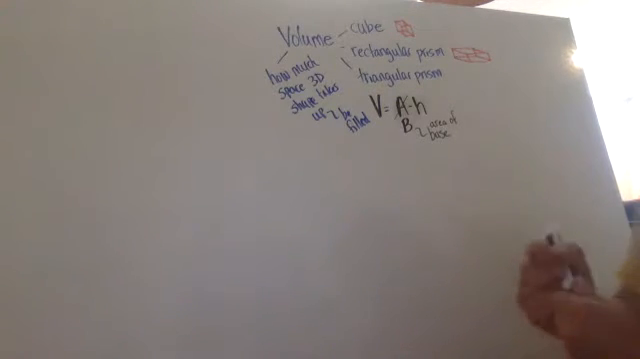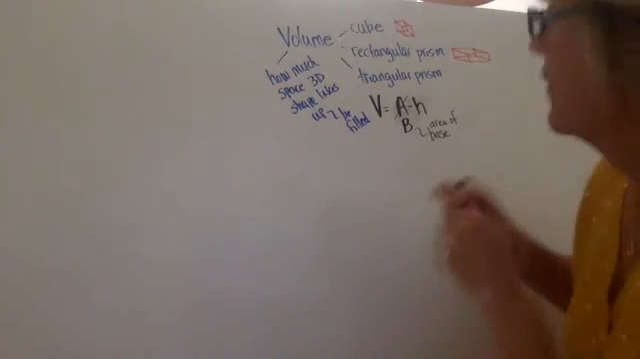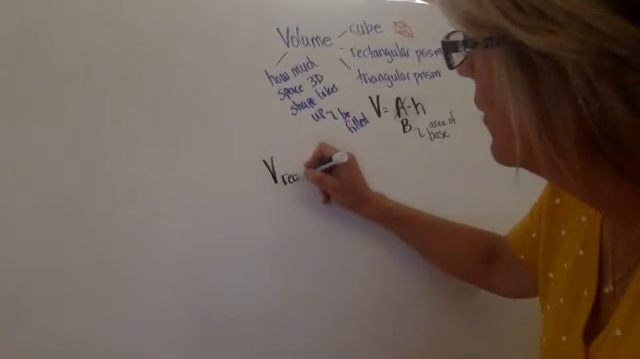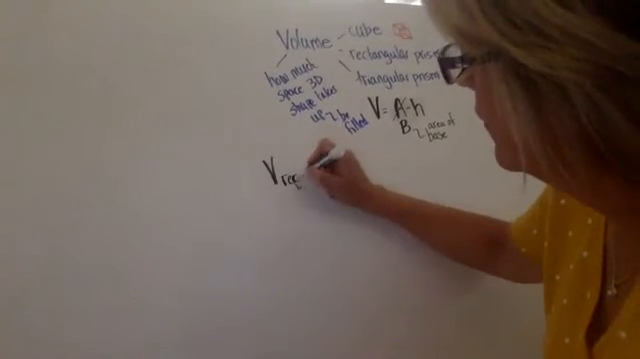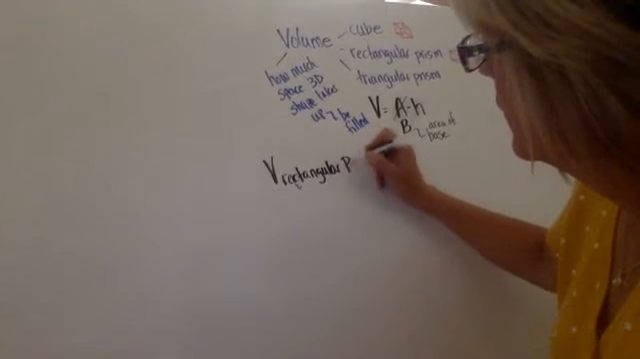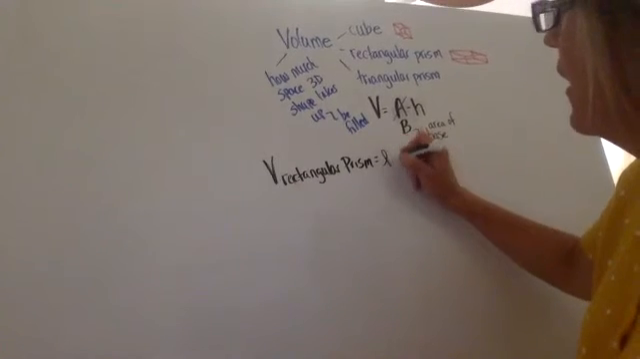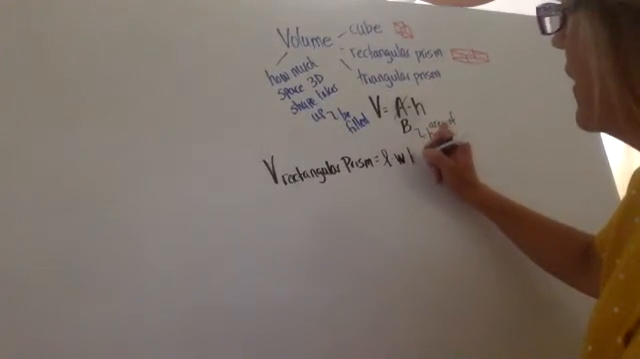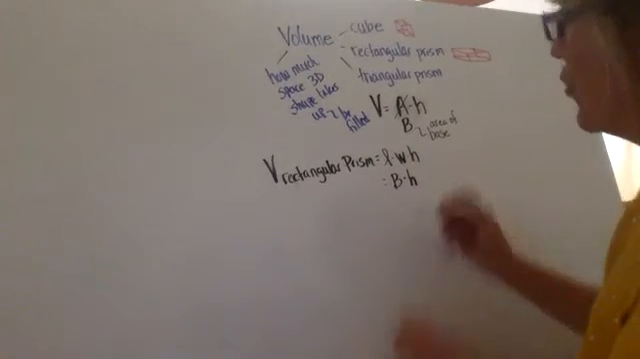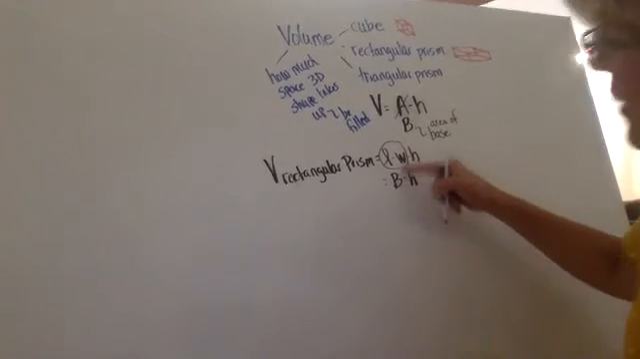So if I were looking for a triangular prism, I'm sorry, rectangular prism, if I was going to look for a volume of a rectangular prism, your book has volume written two ways. It has length times width times height, and it has big B times H. So we look at what's different between those two.